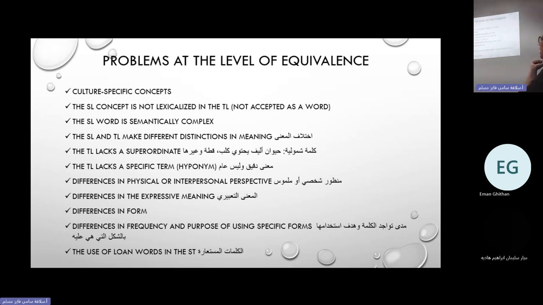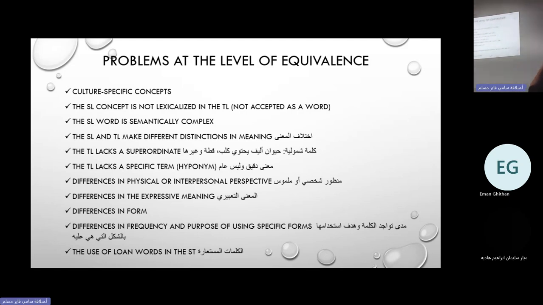The source language and target language make different distinctions in meaning. Okay? For example, family in English means عائلة. However, عائلة in Arabic is either the nucleus, الأب الأم الأولاد, or the extended family, which is the meaning of family in Arabic. Okay, it's the whole family. All right.